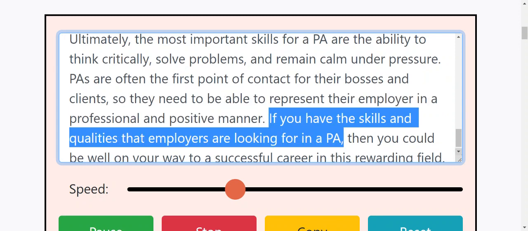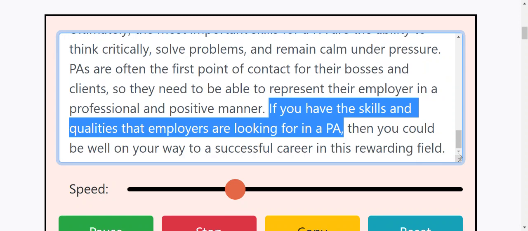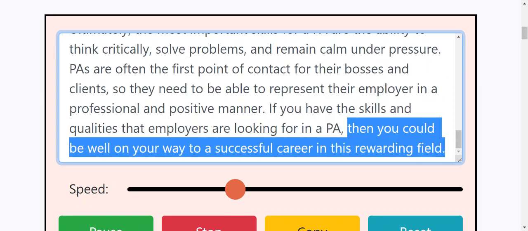If you have the skills and qualities that employers are looking for in a PA, then you could be well on your way to a successful career in this rewarding field.